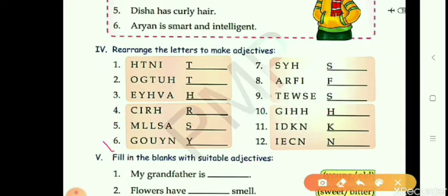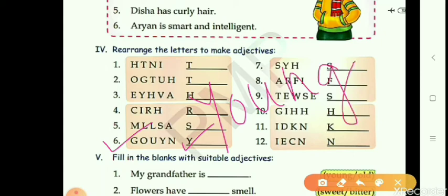Sixth one, children, the word is GOUYN and it starts with Y. So children, the word is YOUNG. Young. Okay.